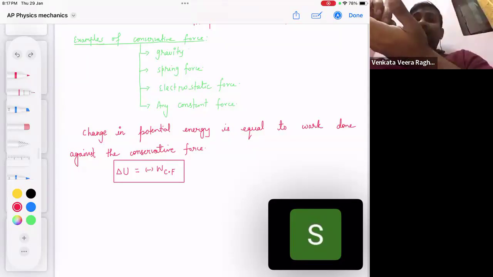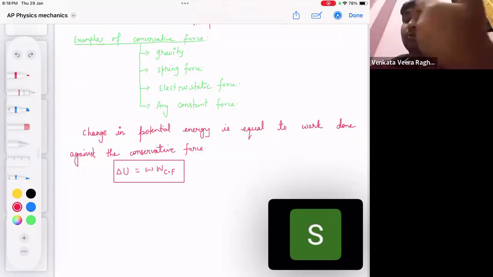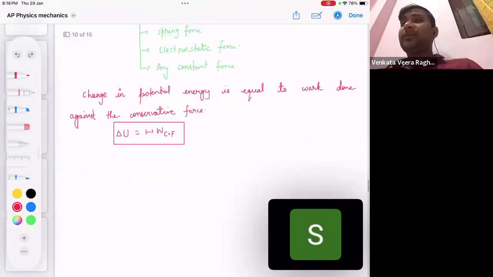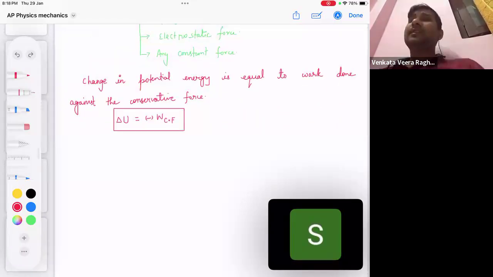Think about this pen. If I'm taking this pen up, what does it mean? Is the gravity doing negative work now? So potential energy of the pen will what? It will increase. Understood?